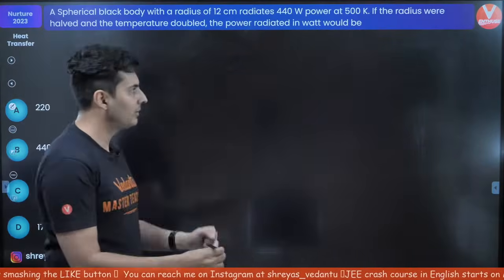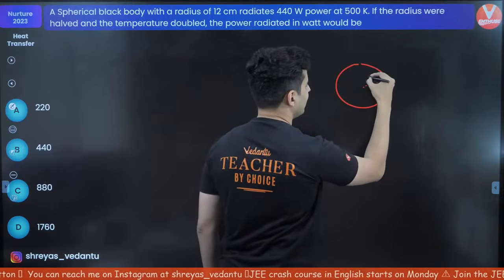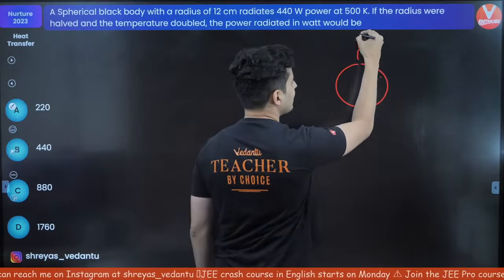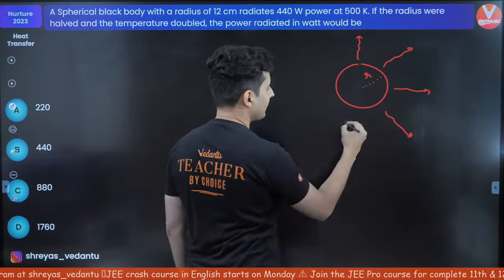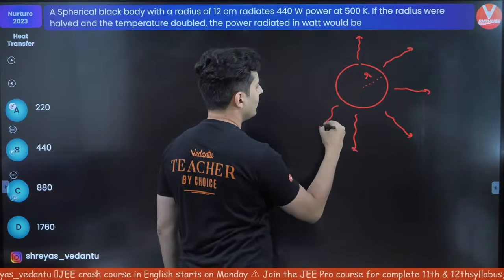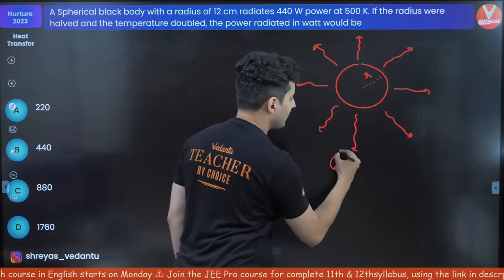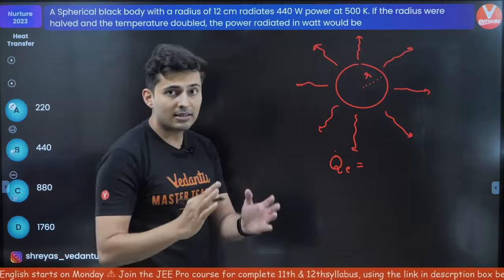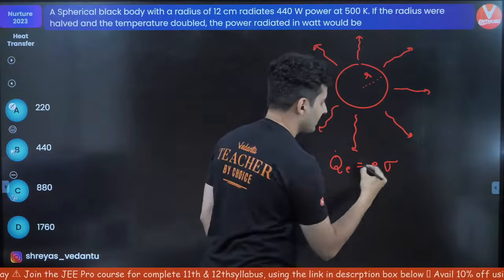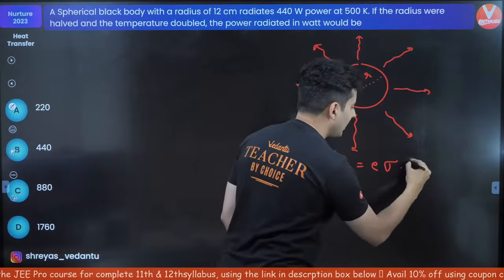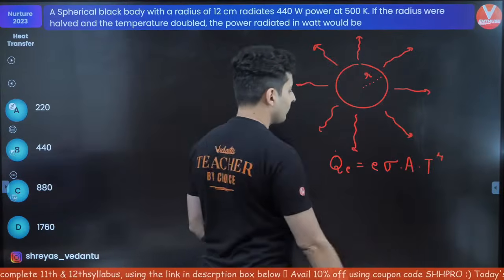Let's draw it first. This is a spherical black body. It has a certain radius r, and obviously it's going to radiate some amount of energy everywhere. This amount of energy which is radiated is given by E sigma A T raised to 4, where E is the emissivity, sigma is the Stefan-Boltzmann constant, and A is the area of the sphere.